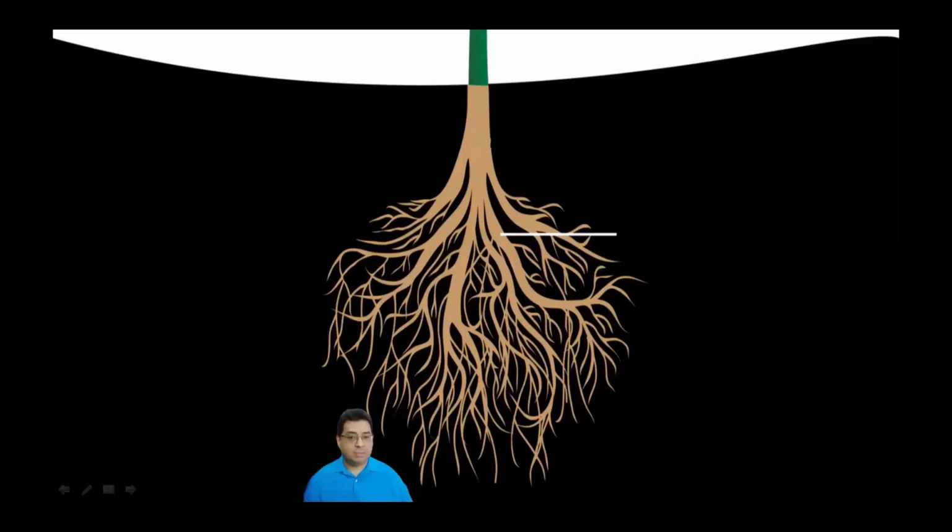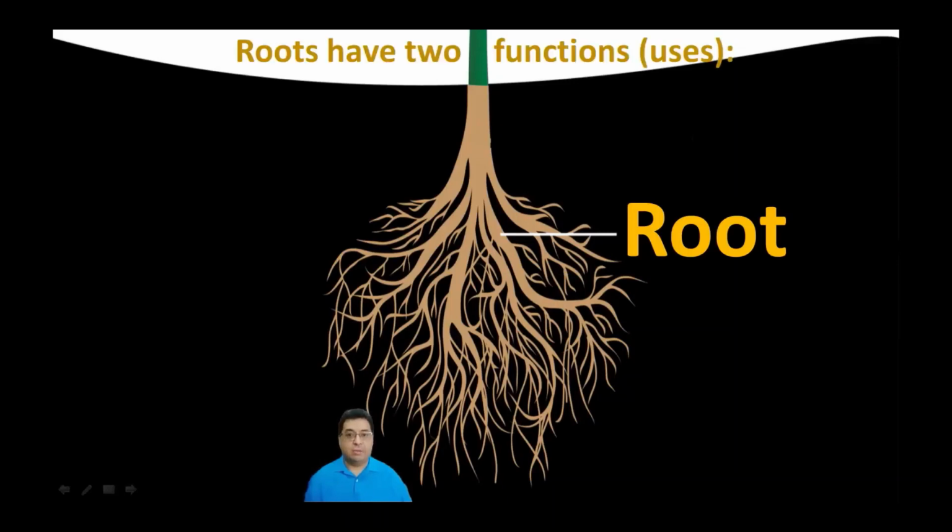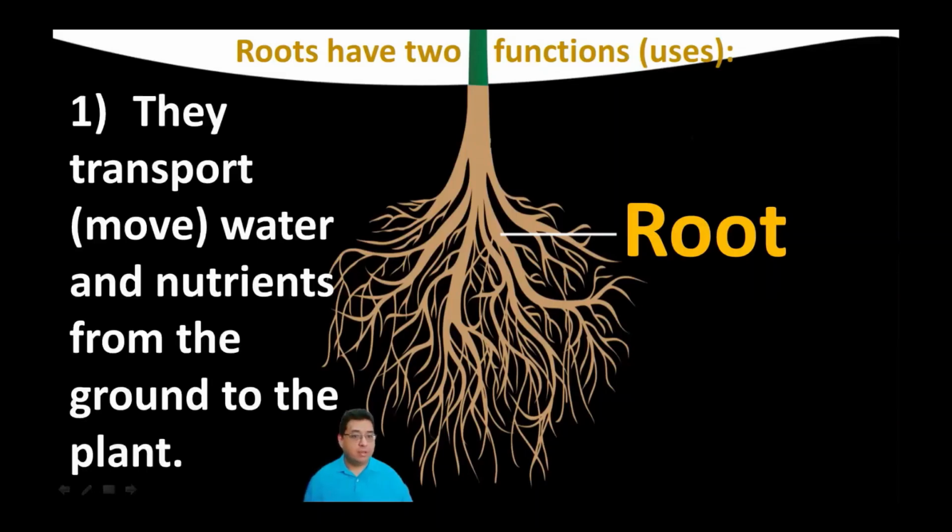So looking at this part of the plant, what's this called? That's right, it's called the root here. Now, roots have two functions, which are uses, by the way, in case you didn't know what that word meant. Number one, they transport or move water and nutrients from the ground to the plant.